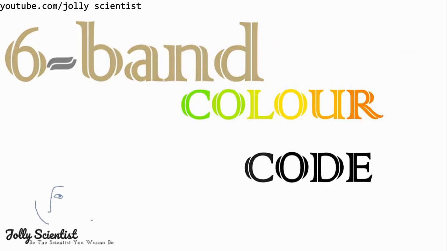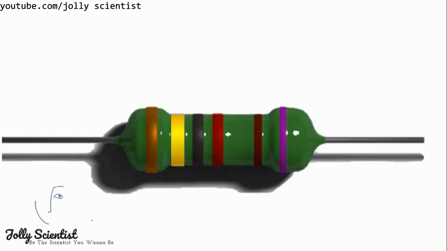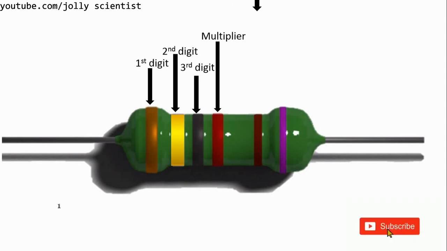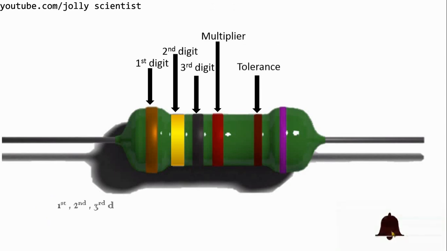6-band color code. Here's a resistor with 6 colors in it. The first is the first digit, second is the second digit, third is the third digit, fourth is the multiplier, the fifth, remember, is the tolerance, and the sixth, the temperature coefficient. We'll take it again. So that's the first digit, next second digit, next third digit, next the multiplier, the fifth, the tolerance.